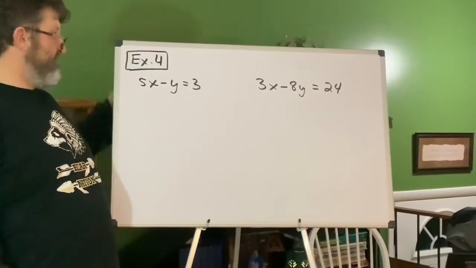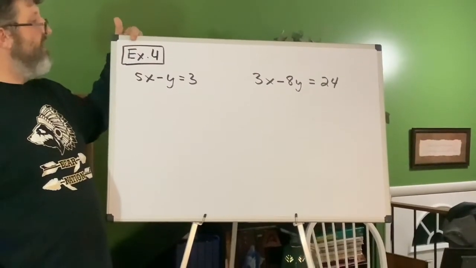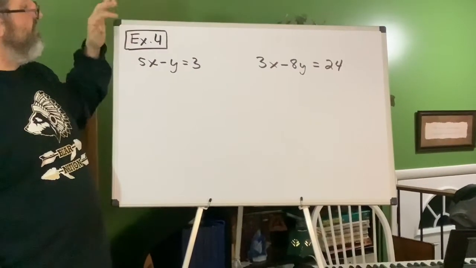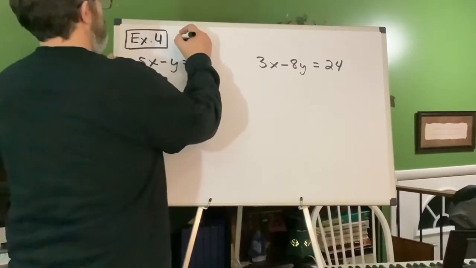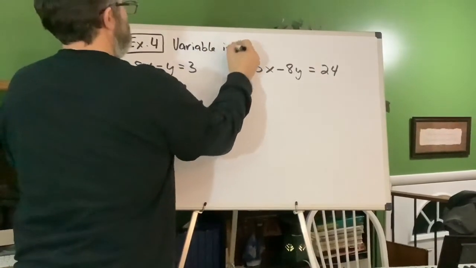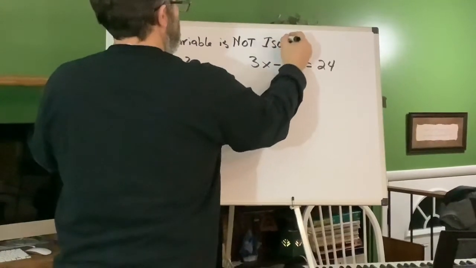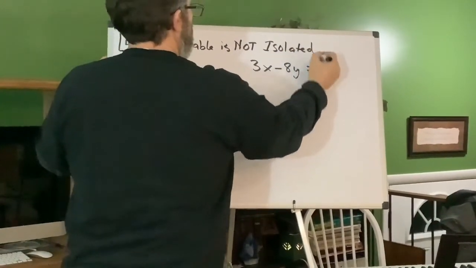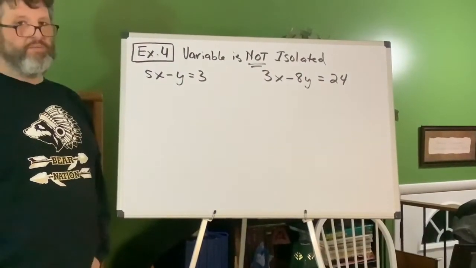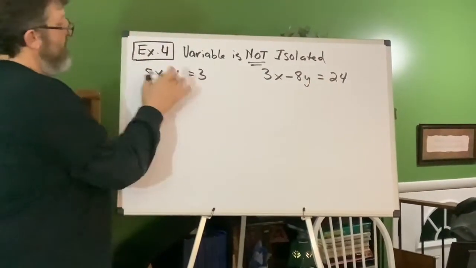All right, this is example number 4. In the previous videos, we did examples 1, 2, and 3. Now, what's different about 4? Well, in this case, the variable is not isolated. The naked variable is not isolated. Okay? But I don't think you guys are going to have any problems with that. There's our naked variable, right? No naked variables over here. We got one right there.